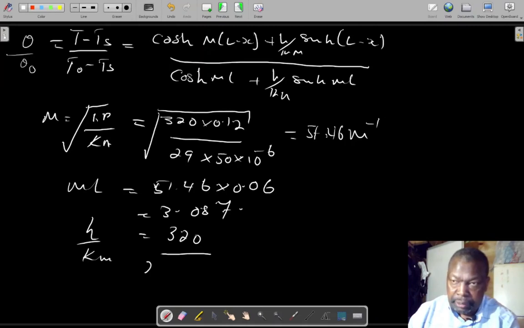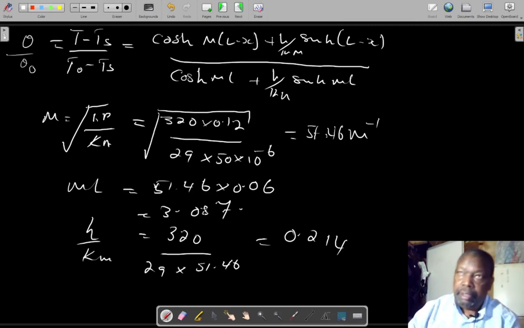Let us also evaluate h over km, which is 320 divided by 29 times 51.46, which is equals to 0.214. So now at the middle, x is equals to L by 2.